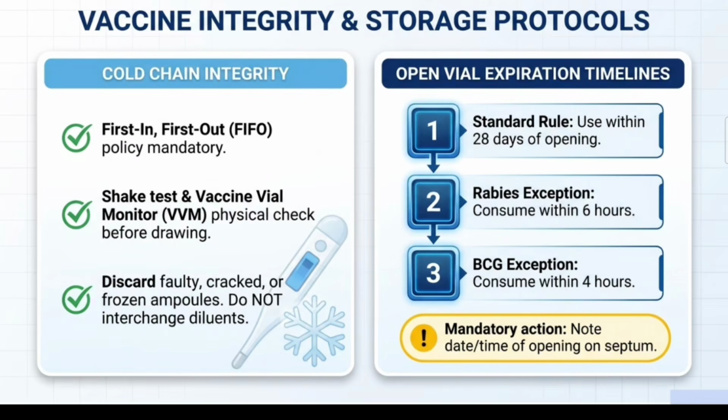Open vial expiration timelines. Multi-dose vials, once opened and kept properly, can be used within 28 days of opening. After opening a multi-dose vial, the date and time should be written on the vial. The septum should be kept clean and the needle should not be left in the vial. After reconstitution, rabies vaccine should be used within 6 hours, BCG vaccine within 4 hours, and varicella vaccines within 30 minutes. These are the timelines after reconstitution within which the vaccine should be used.